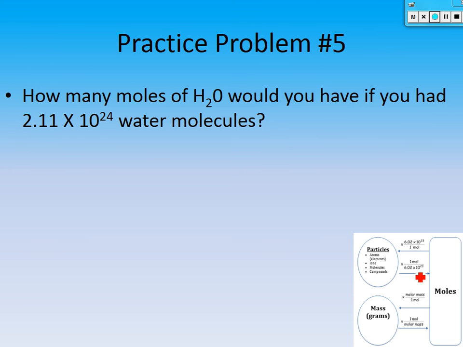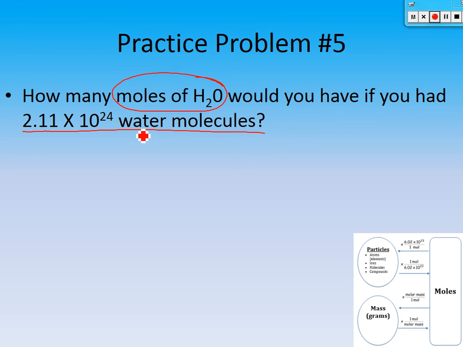Okay, but again, the same process. So let's read it. How many moles of water would you have if you had 2.11 times 10 to the 24th water molecules? Let's underline what they gave us and just look for a number, because where else can we start? We have to start with this number and include the units. Now, what is it that they want us to solve for? Well, it said how many moles of water. So I'm going to try to convert to moles of water. So circle that.